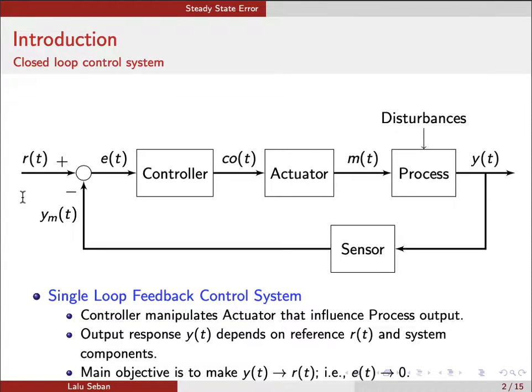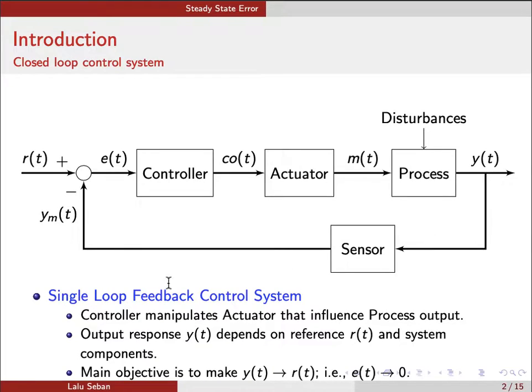First of all, as I have mentioned, the reference signal. This is also known as set point. The reference signal and set point here are represented by the notation R. Then the actual process output, I am emphasizing on actual for a particular reason. This is also known as process variable. This is represented by the notation Y.